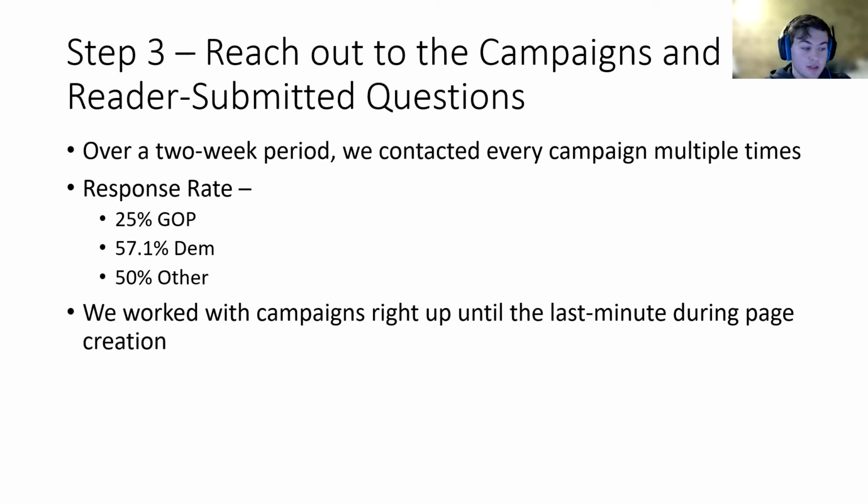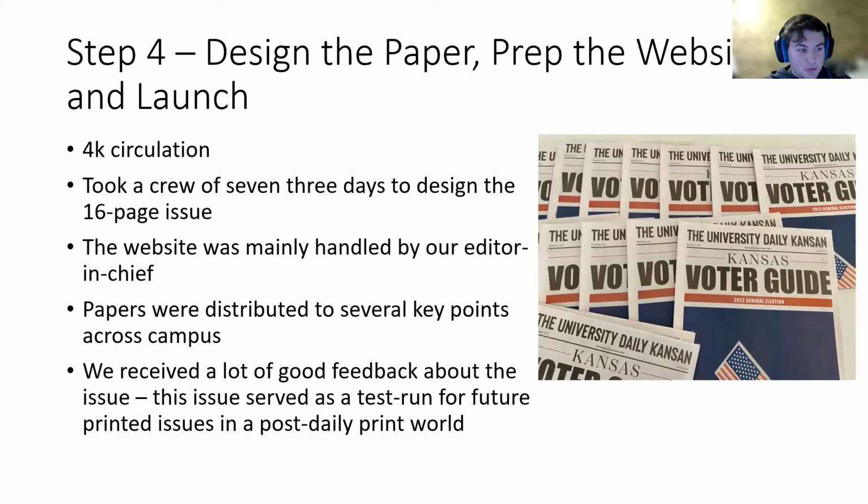And so we tried to work with campaigns. We worked with the Amanda Atkins campaign in the hope that they were going to respond right up until the last minute. After we did that, we had to design the whole thing and print it and prep the website. Now, this took 3 days and a crew of 7 of us to design the whole thing, including the website. We printed 4,000 of these things, and we distributed them across campuses, several key different points. And we got a lot of good feedback about the issue.